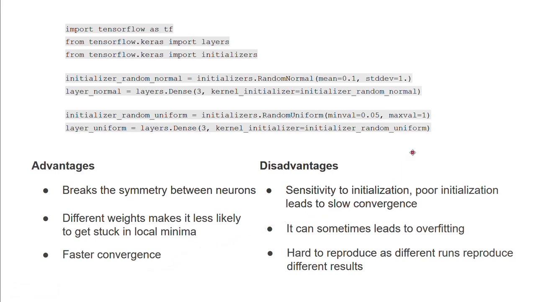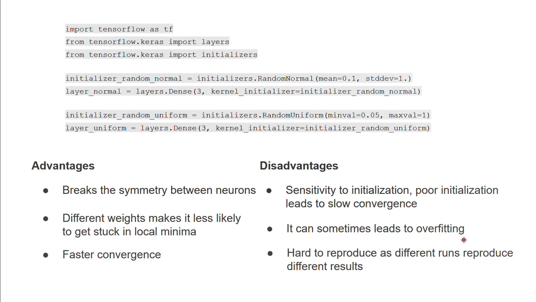What are the disadvantages? The disadvantage is if you don't initialize properly, if you don't select the value properly, or the value it uses is poor or not in a proper way, it can lead to very slow convergence.